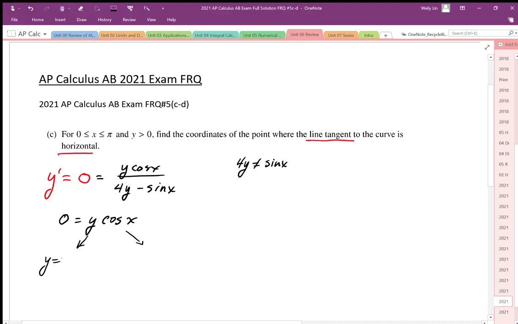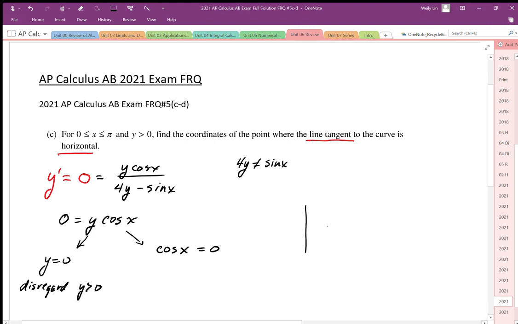So we can solve this independently for y equals 0. However, it says that since y is greater than 0, we can disregard this solution. Okay, since y is greater than 0. For this part of the equation, though, we can then solve this as cos x equal to 0.